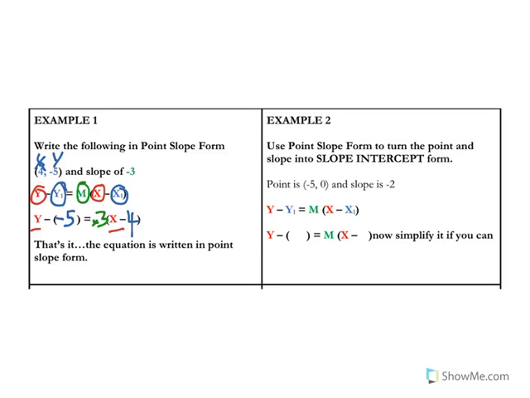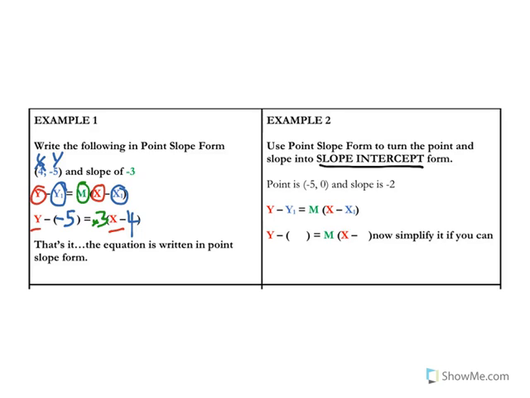Now, the next example is a little more complicated, so stay with me, and you would want to use this as an example when you go to your exit ticket. It's a little bit complicated, but you can do it. Okay, so we know that here, using point-slope form to turn the point and slope into slope-intercept form. So we're actually going to change the form in this one.